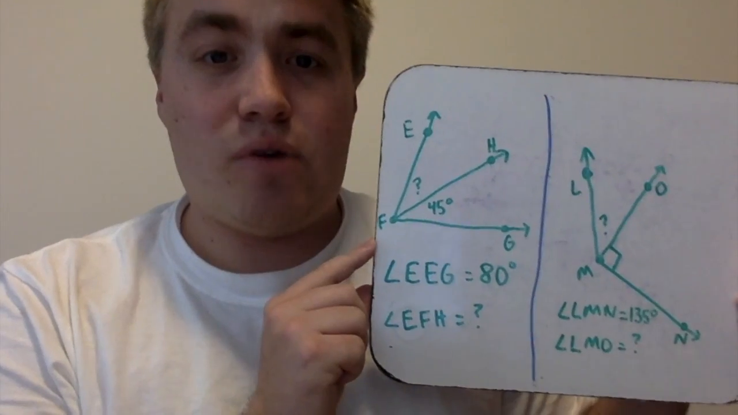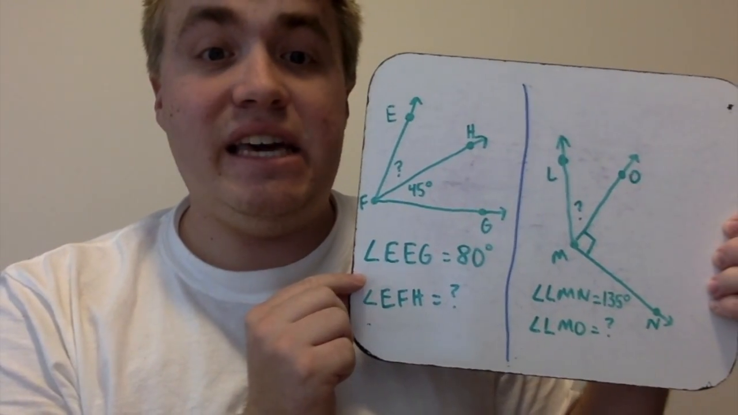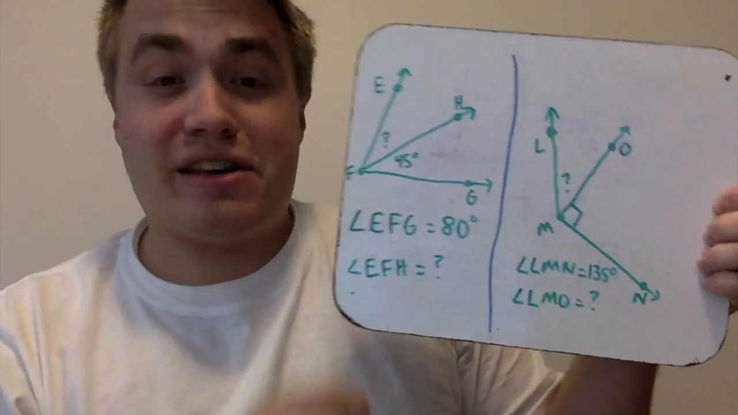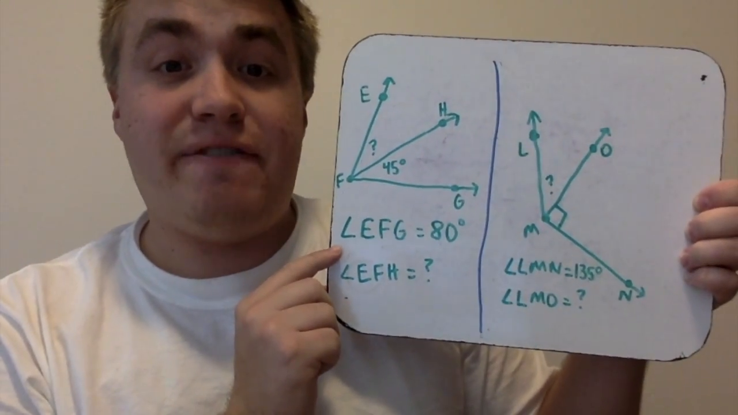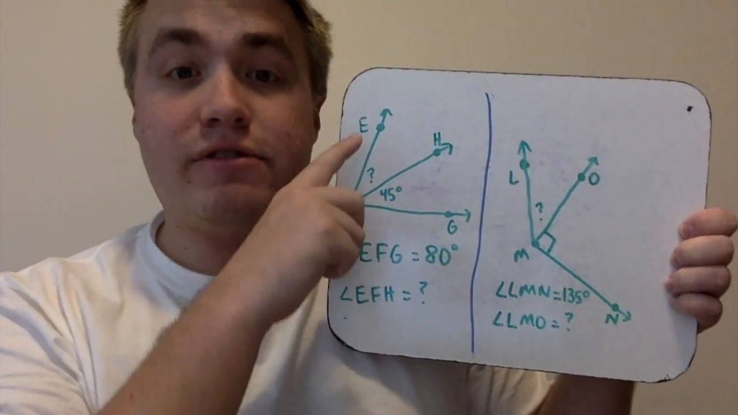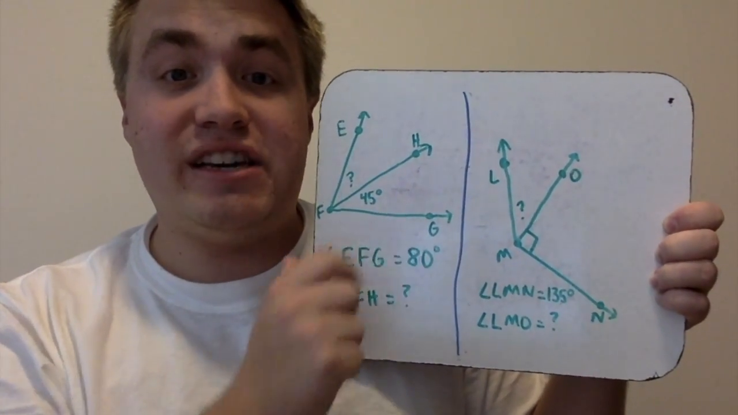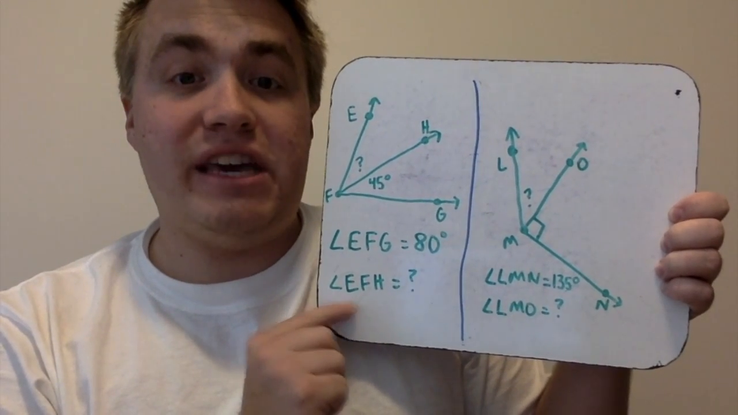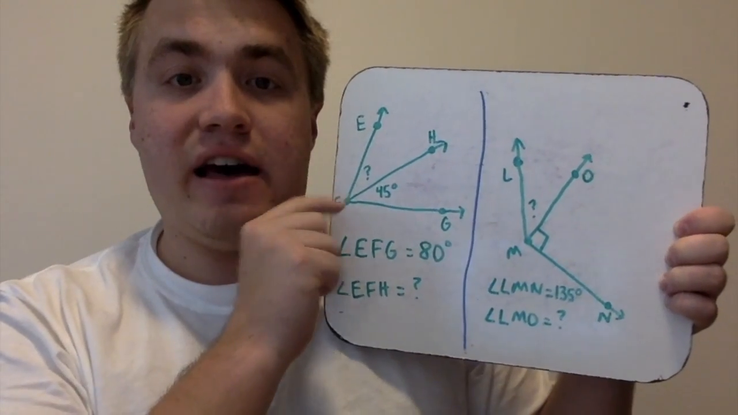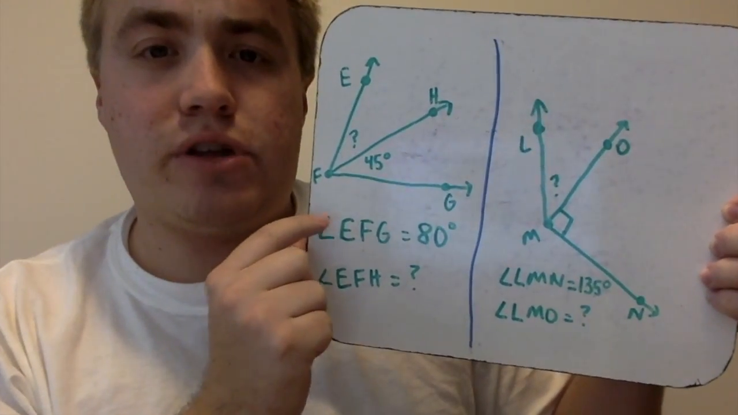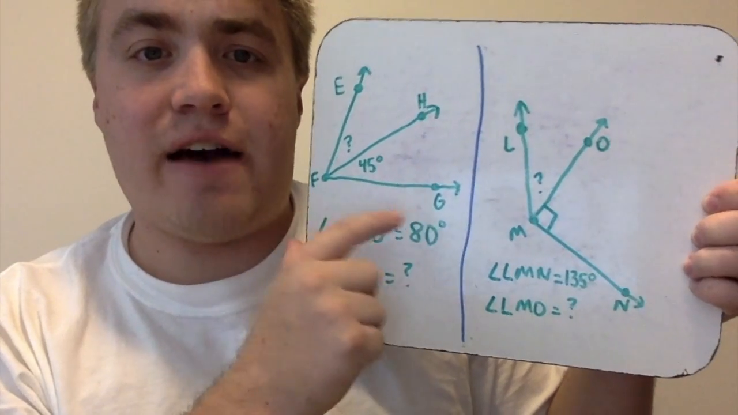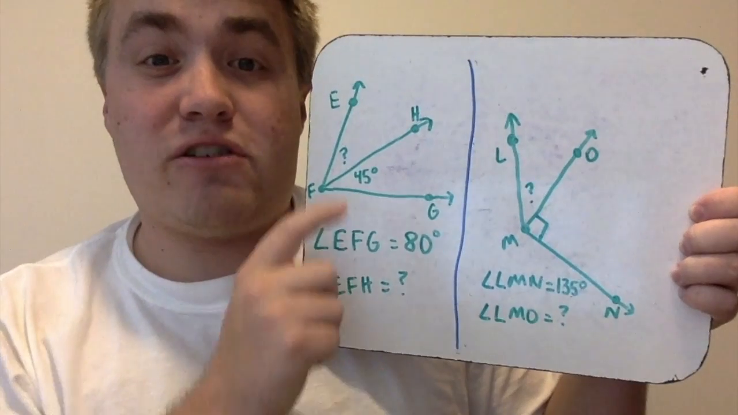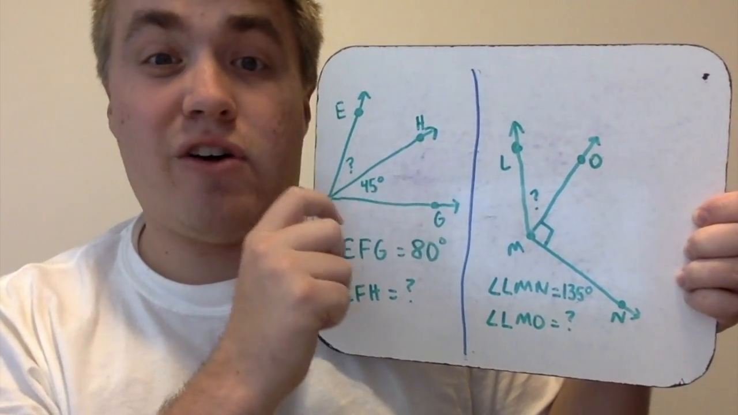Starting with this side over here, I have my angle EFG, which is a total of 80 degrees. So angle EFG is a total of 80 degrees. I need to figure out what angle EFH is. Well, if you look really closely, I know that angle HFG is 45 degrees. So I need to figure out what the remaining part of my overall angle is here.